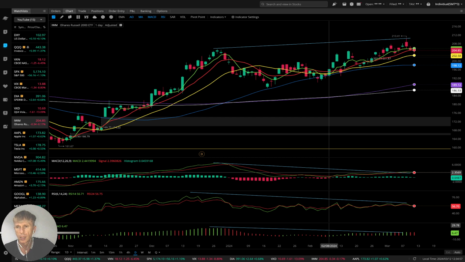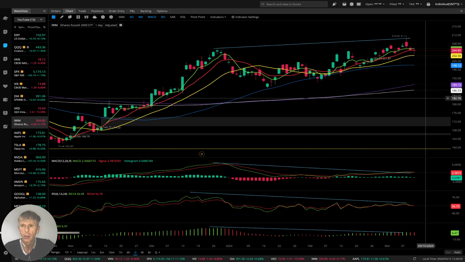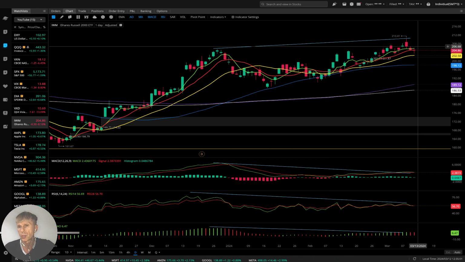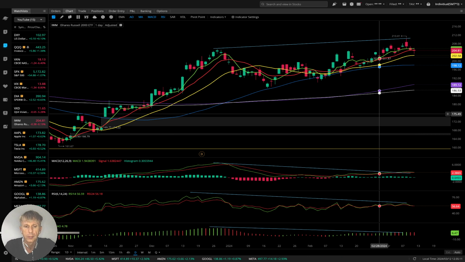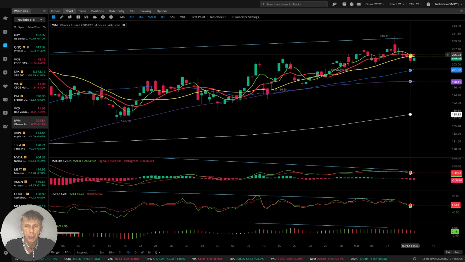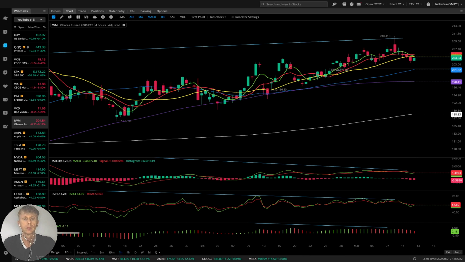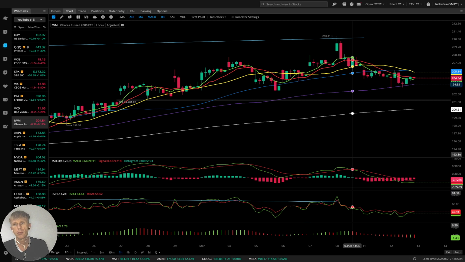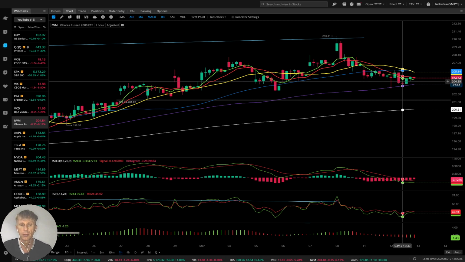Russell 2000 daily time frame, last bar below all moving averages, bearish crossover, but still in the bullish territory because it's still above SMA20, above the yellow line. For our time frame, it did a bearish reversal, bearish crossover, bearish trend. 1 hour time frame, bearish trend on all indicators.